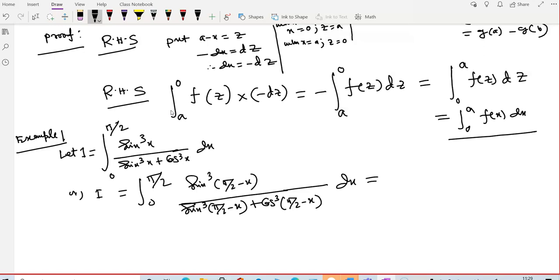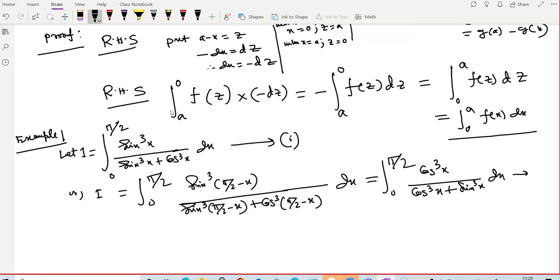It is changed to the integral from 0 to pi by 2. Sine of pi by 2 minus x is cos x. So there will be cos x by cos³x plus sin³x dx. Now treat this one as number 1. Treat this equation as number 2. Now I am going to add 1 and 2. See what a fun you are going to see over there, adding 1 and 2.